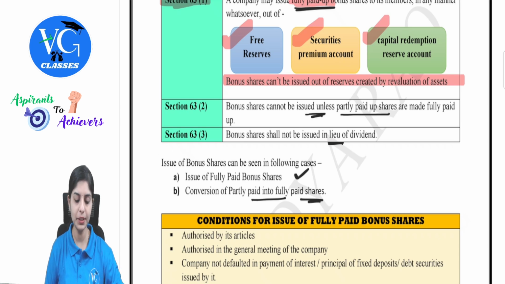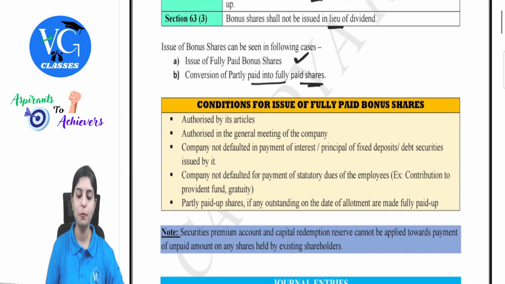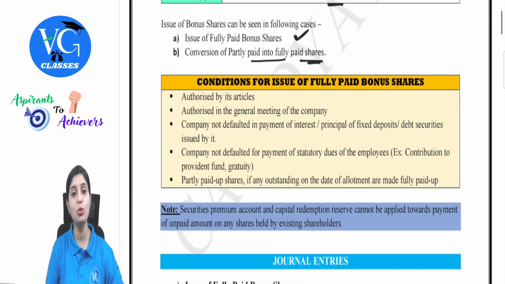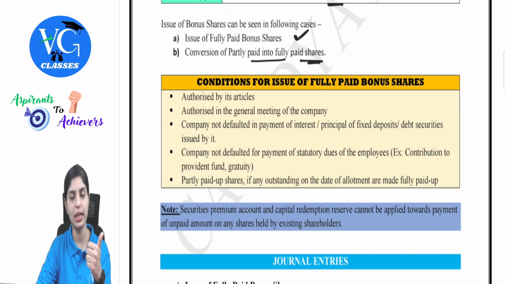Done. Further, conditions for issue of fully paid bonus shares. The issue of fully paid bonus shares has some prerequisites which need to be complied with. This is regulated as per the Companies Act. What are those points? Let's understand. First, it should be authorized by its articles. What should be authorized by the articles? First of all, the issue of bonus shares, and then the subsequent point is that it should be fully paid up. It should be mentioned in the articles of the company.